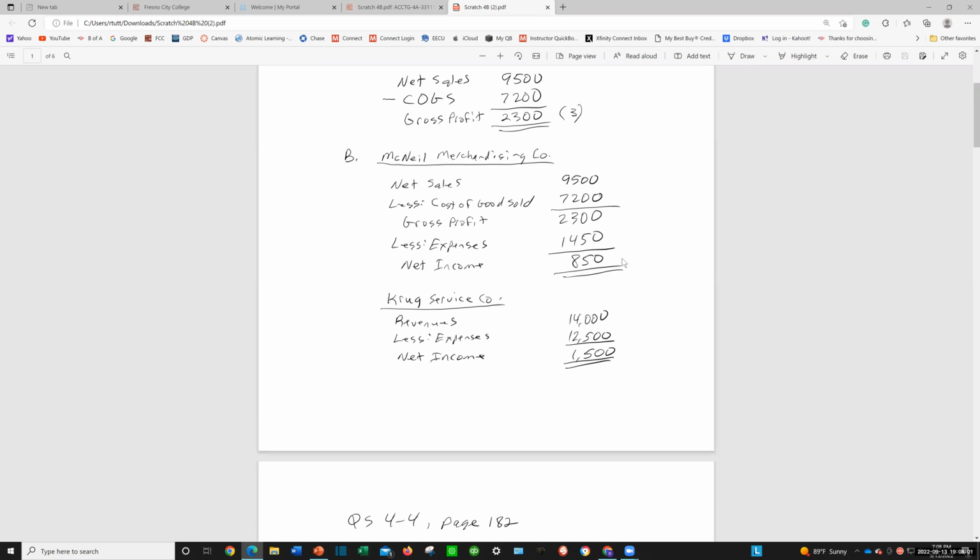Okay. All right. Now, for the next one, this should give you a warm and fuzzy feeling because this is what we've been doing for the last 3 or 4 weeks, right? It's the service business income statement. Revenues less expenses equals net income. Well, let's put it in. Revenues, 14,000. Less expenses, 12,500. So net income, 1,500. Okay.